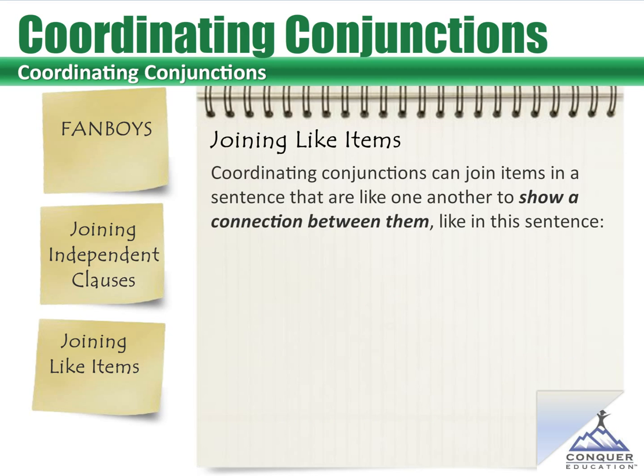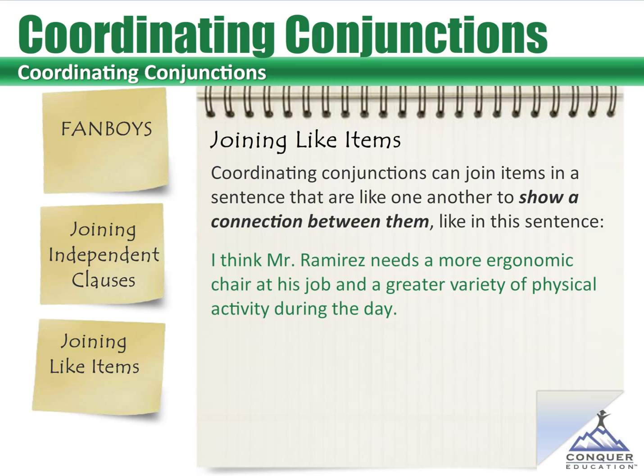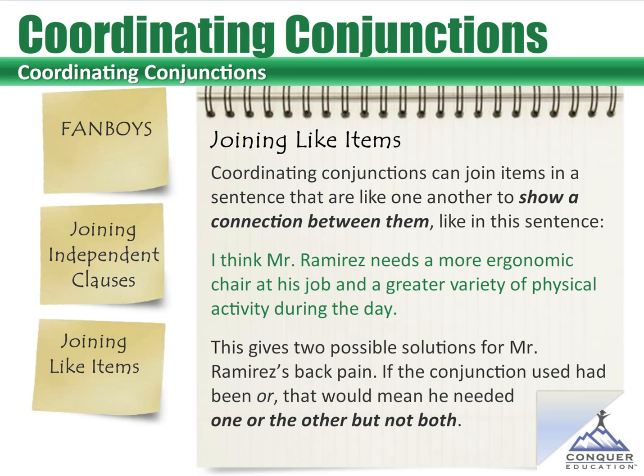Coordinating conjunctions can join other items in a sentence that are like one another, such as 2 nouns, 2 verbs, 2 adjectives, or 2 adverbs, to show a connection between them, like in this sentence. I think Mr. Ramirez needs a more ergonomic chair at his job and a greater variety of physical activity during the day. This gives 2 possible solutions for Mr. Ramirez's back pain.